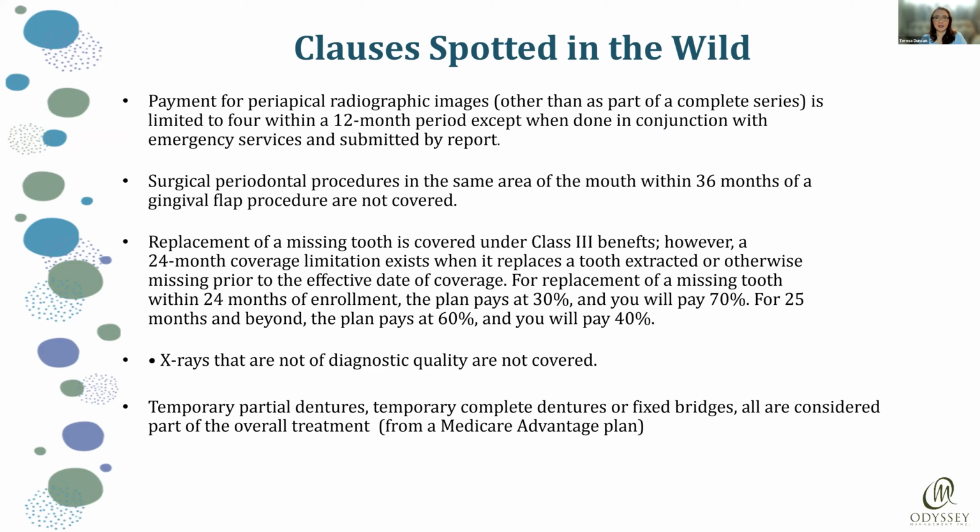Now, look at this. These clauses mean that you have to actually go into your system and set it up so that you can catch it. For example, let's take a look at the replacement of the missing tooth. This is the third bullet point here: 24 months of enrollment, 30%. Now, 25 months and beyond, the plan pays at 60%.